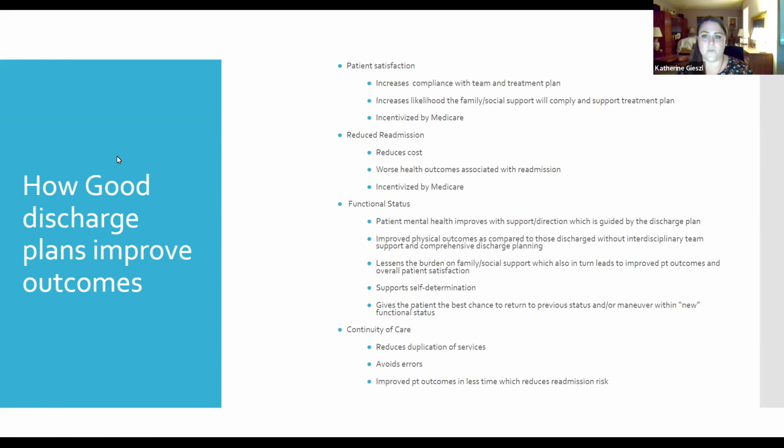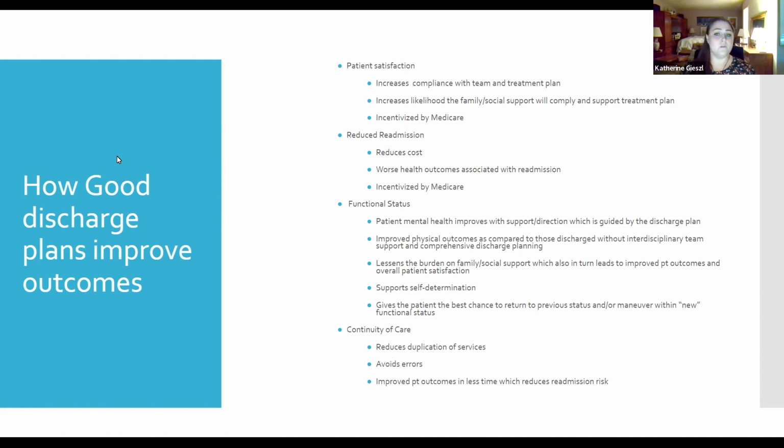So, all of that aside, one of the basic reasons that good discharge planning improves outcomes is patient satisfaction. The patient's going to feel listened to. They're going to increase their likelihood of compliance with the team and the treatment plan. The family and social support systems will also show up more if they believe the patient was satisfied. Patient satisfaction is also incentivized by Medicare. They're doing a lot of outcome measures through different reportings that show just how important patient satisfaction is. Medicare is going to pay you for it. They will also penalize you if it goes too low, but it's a really huge indicator of a reduction in readmission and increased health outcomes.